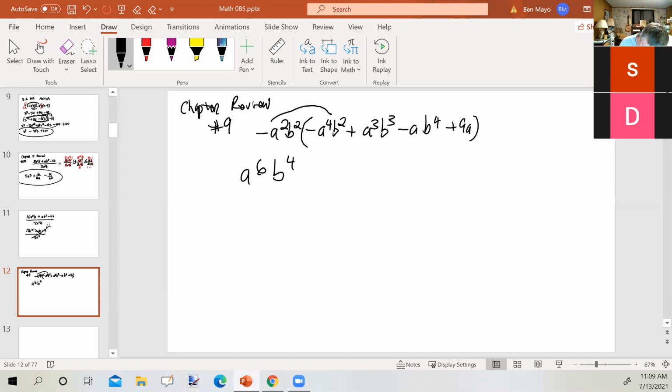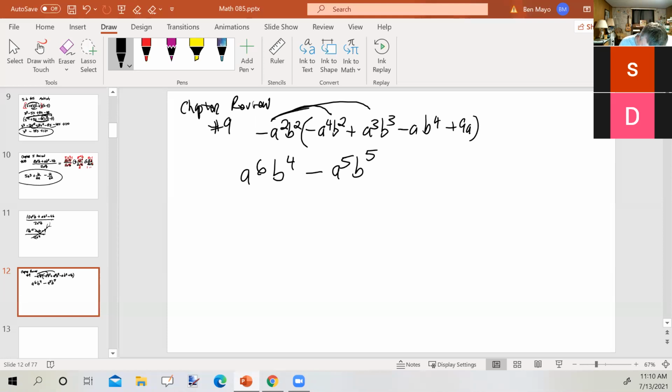Then we're going to take negative a squared b squared times a positive a cubed b cubed. Negative times positive is negative. A squared times a cubed is a to the 5th power. B squared times b cubed is b to the 5th power.